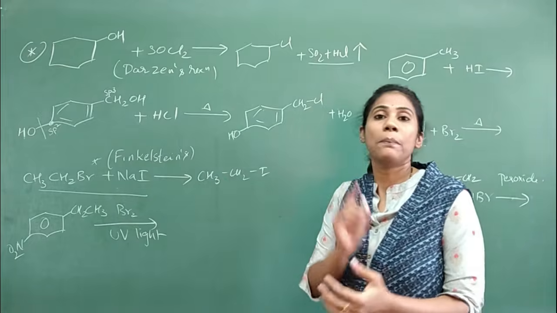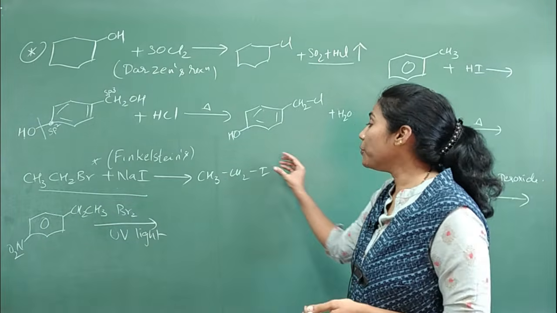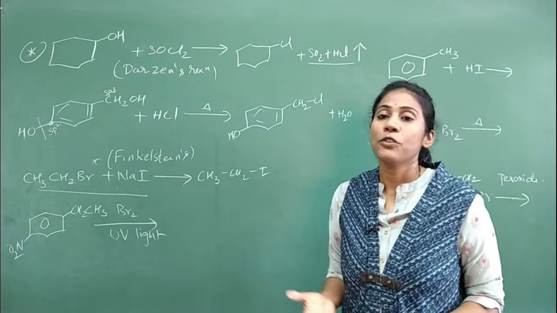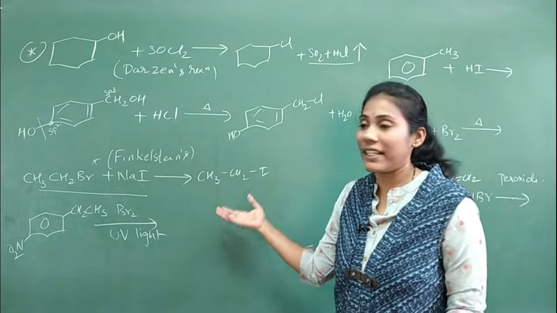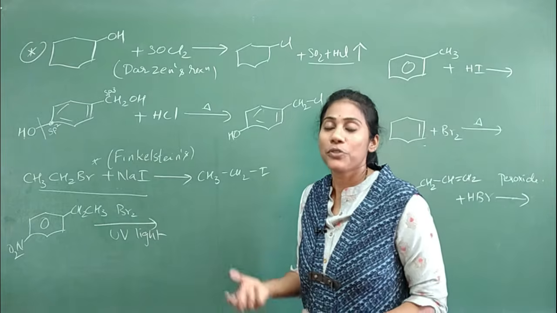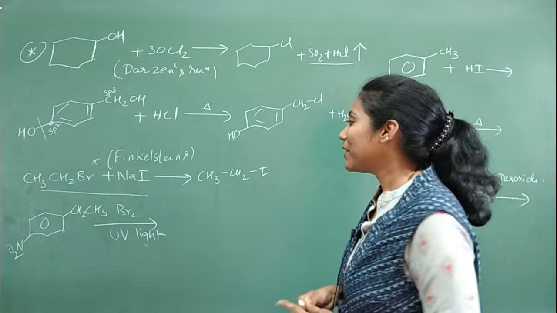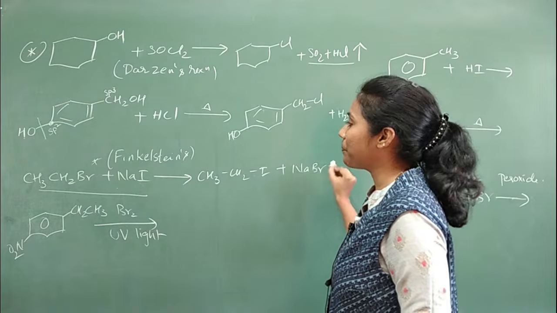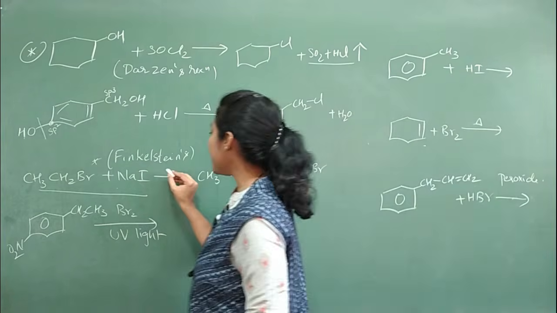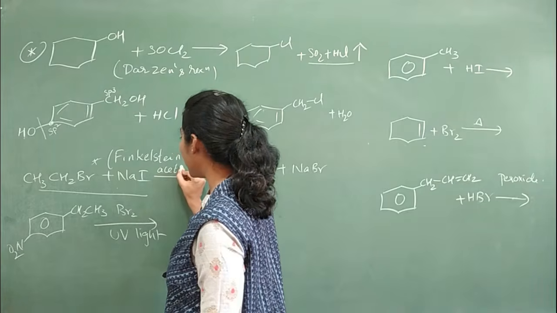Sometimes in the competitive exam they'll be asking you the IUPAC name of a product. So you should know how to give IUPAC names for the products that you are writing for a particular reaction. So that's also very, very important. So what is the byproduct you will get here? NaBr. And this reaction takes place in the presence of a solvent, acetone, isn't it?